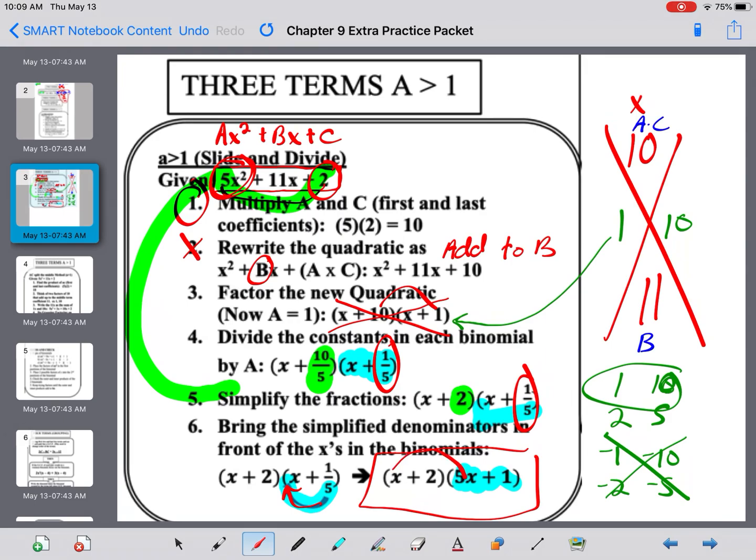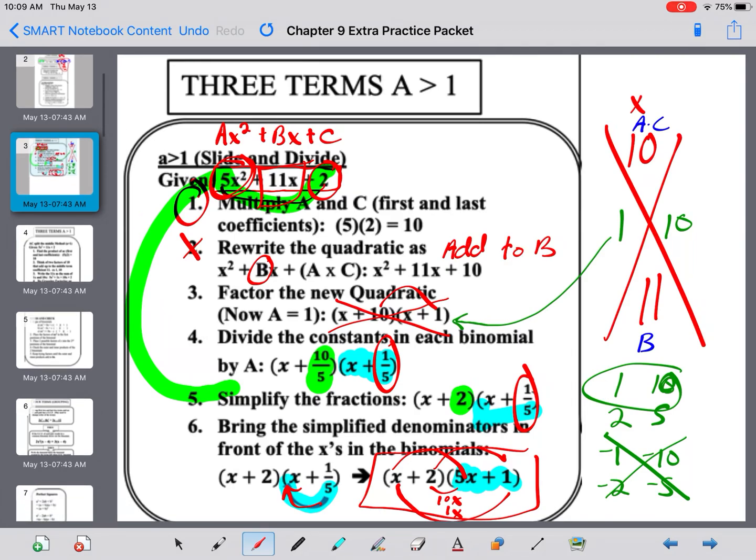When you FOIL this together, you get 5x squared, you get 2, you get 10x, and you get 1x, which makes 11x. That is the perfect factorization. You can't factor it any further. And when you multiply it together, you get the original trinomial. It's truly that original trinomial factored.